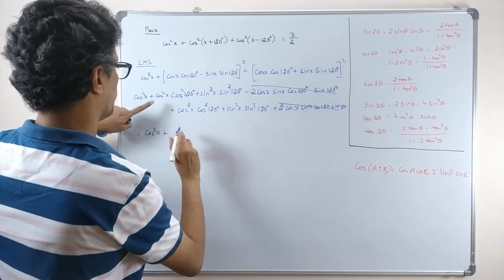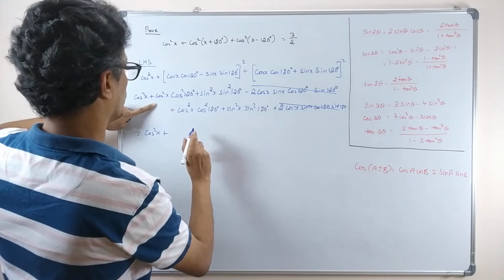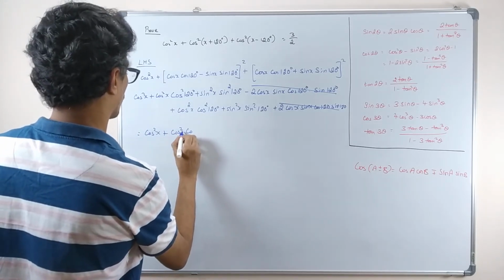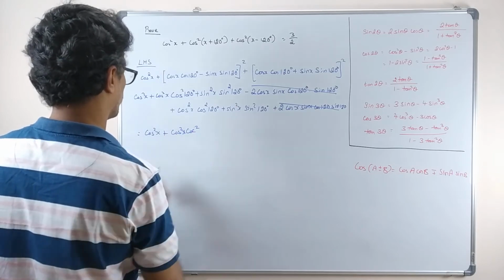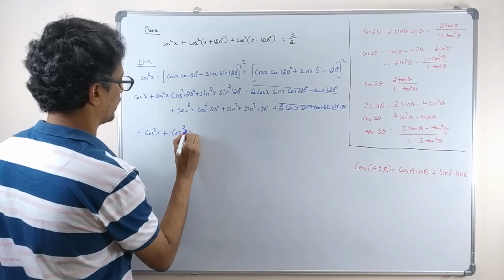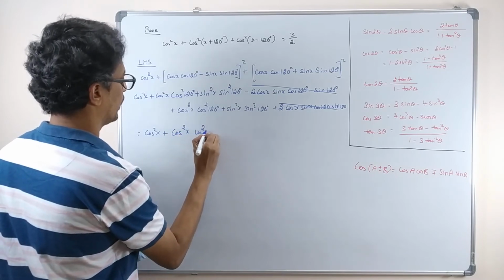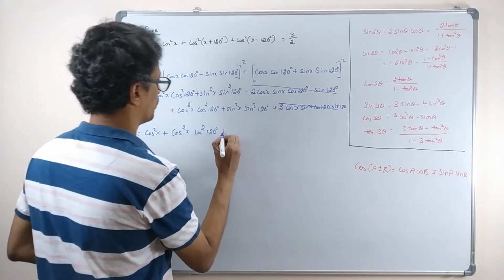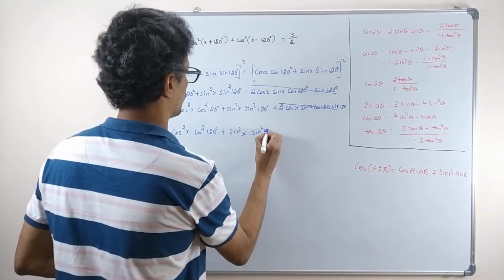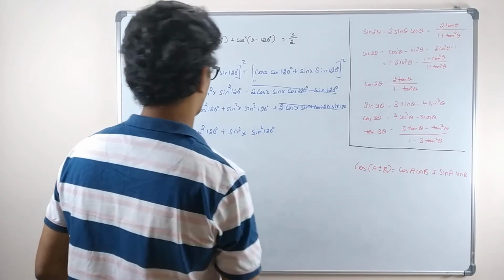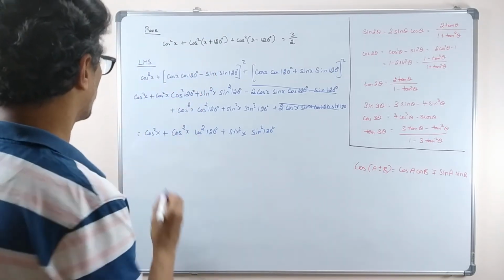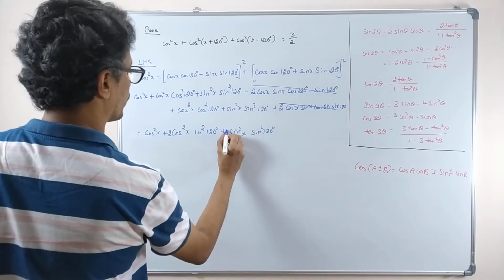So from here, cos square x cos square 120 degree plus sin square x sin square 120 degree. Okay, this will just get added up. Now these two will get added, right? So this becomes 2 times. This all becomes 2 times.